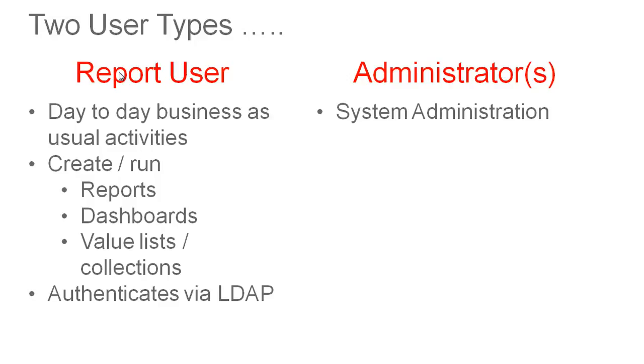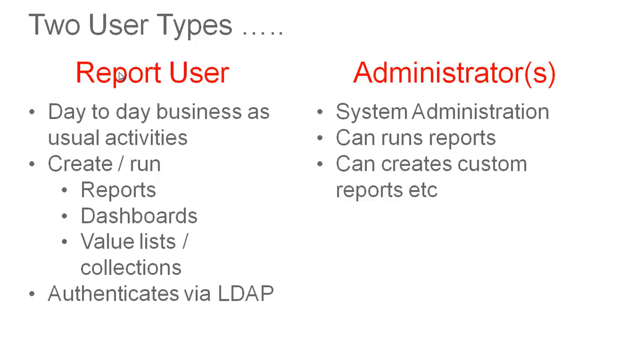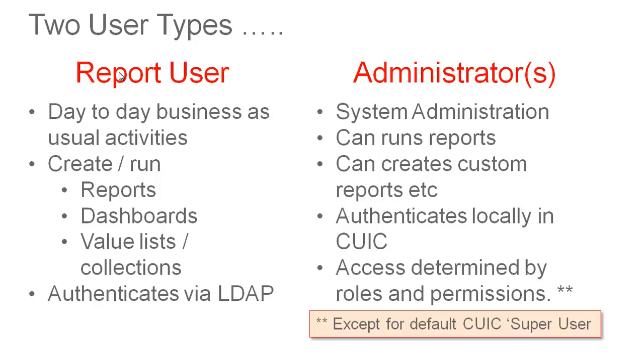Administrators, on the other hand, are responsible for system administration. Depending on the roles and permissions assigned to an administrator, they can also, of course, run reports and create custom reports, etc. These users will authenticate locally in CUIC. Access is determined by roles and permissions for these users, except for the default CUIC super user who is installed at deployment.